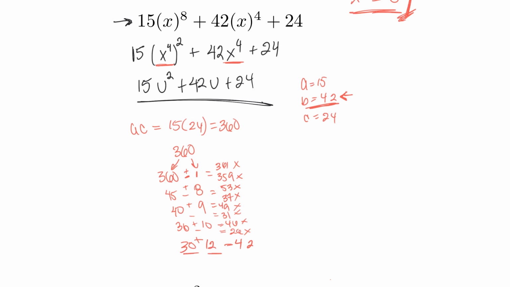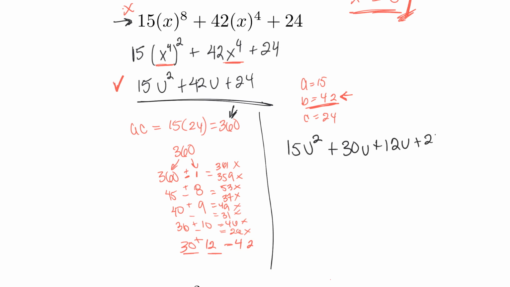Once we found our numbers, the next step is to reorganize the polynomial. Remember that we are not working with the original polynomial, we're working with this new polynomial. So let's reorganize it. We have 15u squared plus, instead of 42u, we write 30u. Remember that they have to add to 42, and the multiplication should also be positive. So 30u plus 12u plus 24. Now we separate it into two terms.